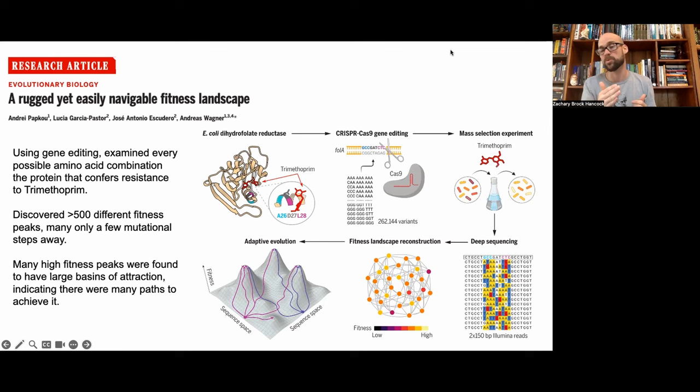And what this shows us is that while mutational bias is very important, in many respects there are lots of ways to get a given outcome, right? There's lots of possible combinations that will give you high fitness in a given environment.